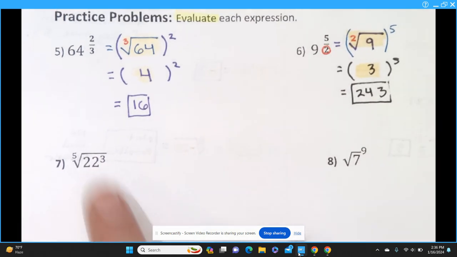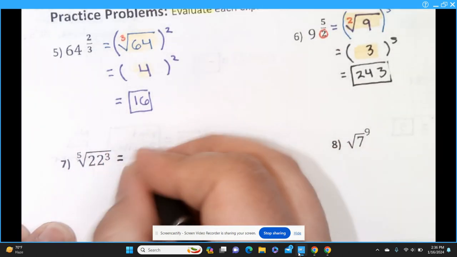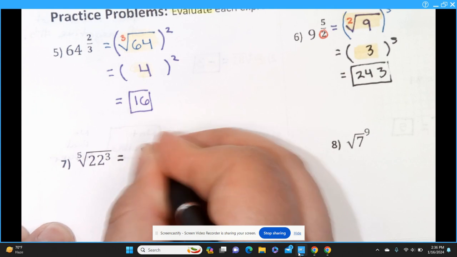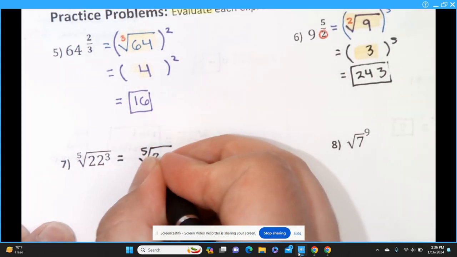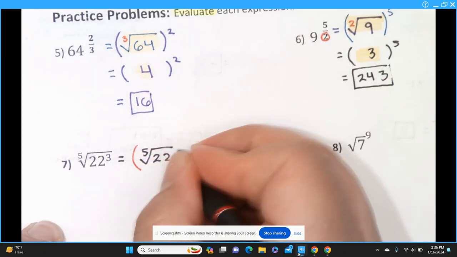And then there's this one. Now, this one's a little weird, so here's how I'm going to write it instead. Remember, the 5 is the index. That can't change. The 22 is the regular size number. But that 3, I'm going to do it like this. Put it out here.